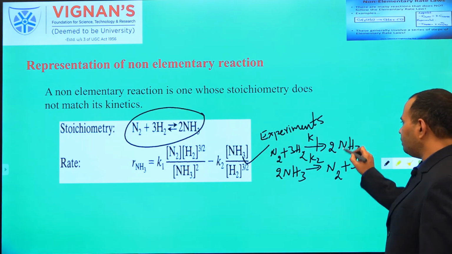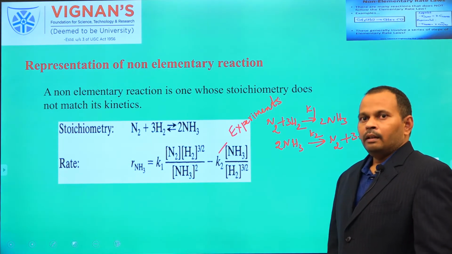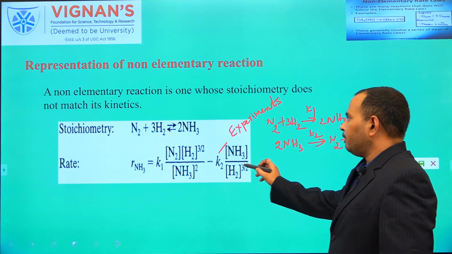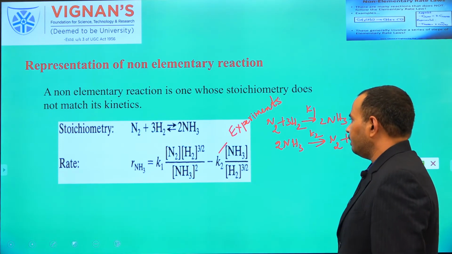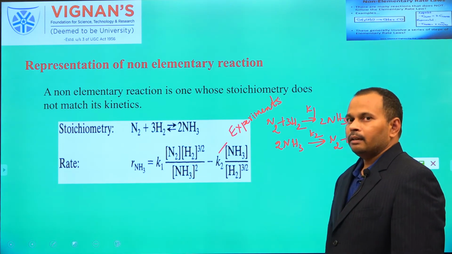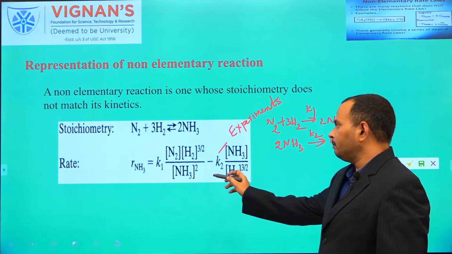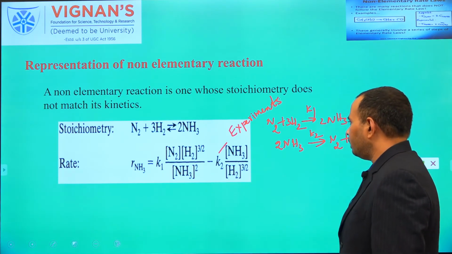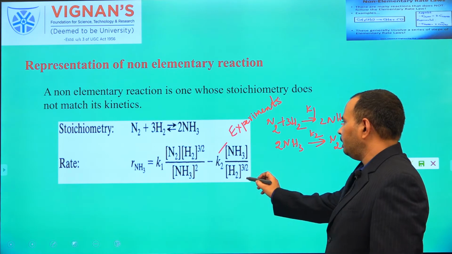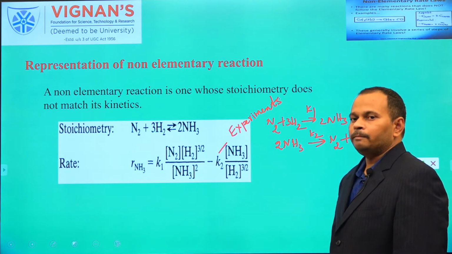So, based on these two equations, this is the rate of formation of ammonia based on the experiments: K1 into concentration of N2, concentration of H2 to the power of 3 by 2, concentration of ammonia squared, minus K2 into concentration of ammonia, concentration of H2 to the power of 3 by 2.